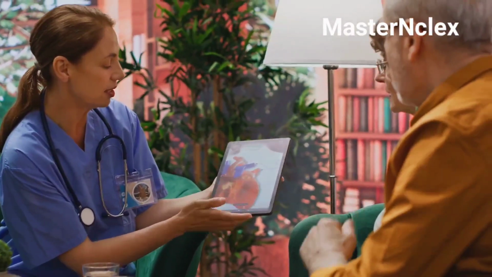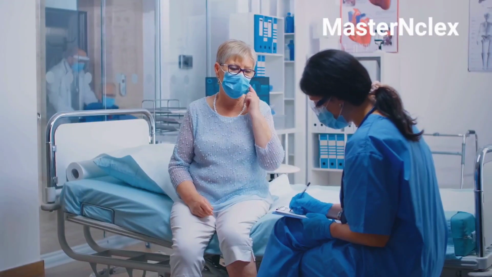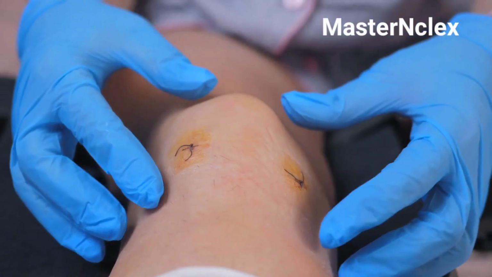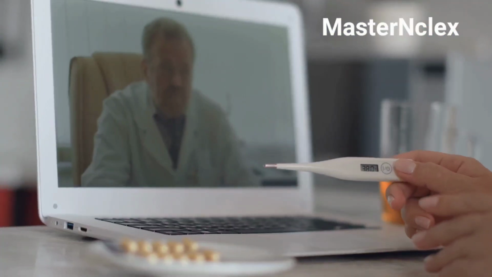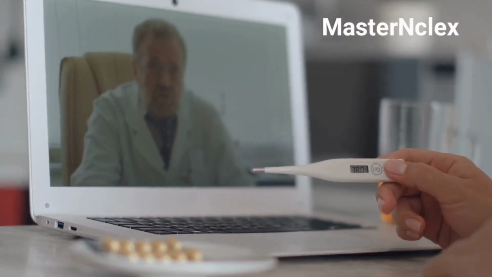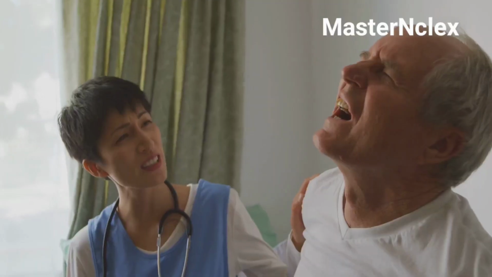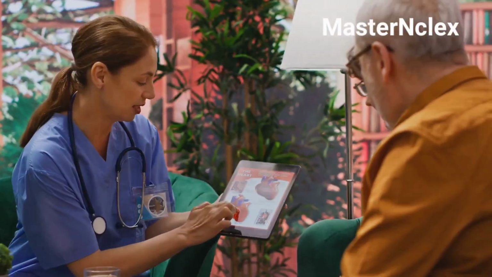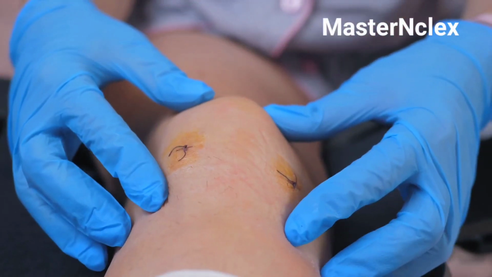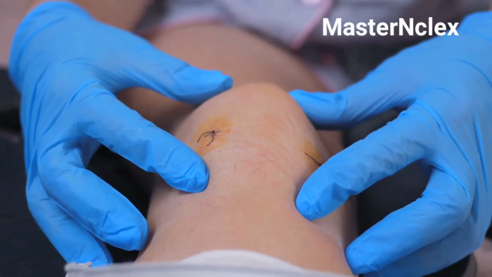A nurse is teaching a patient about the signs of infection after surgery. Which statement by the patient indicates a need for further teaching? A. I should watch for redness or swelling at the incision site. B. If I have a fever, I will call my doctor. C. I will look for yellow drainage as a sign of healing. D. I should monitor for increased pain or tenderness. The answer is C. I will look for yellow drainage as a sign of healing. The rationale is that yellow drainage can indicate infection. Clear or light yellow drainage may be normal.